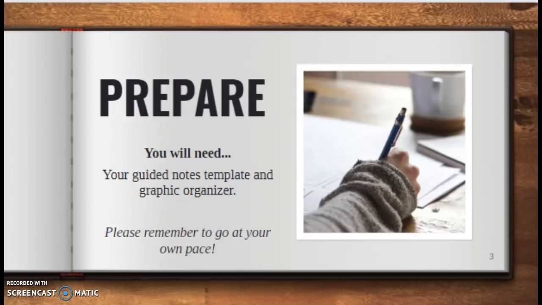Please remember that this is a self-paced flipped lesson. So if you need to pause or rewind, please do so. And I understand sometimes you're going to pause and just write the information down, but make sure you listen in the event that I tell you to write something down or I'm giving you deeper information about a topic.